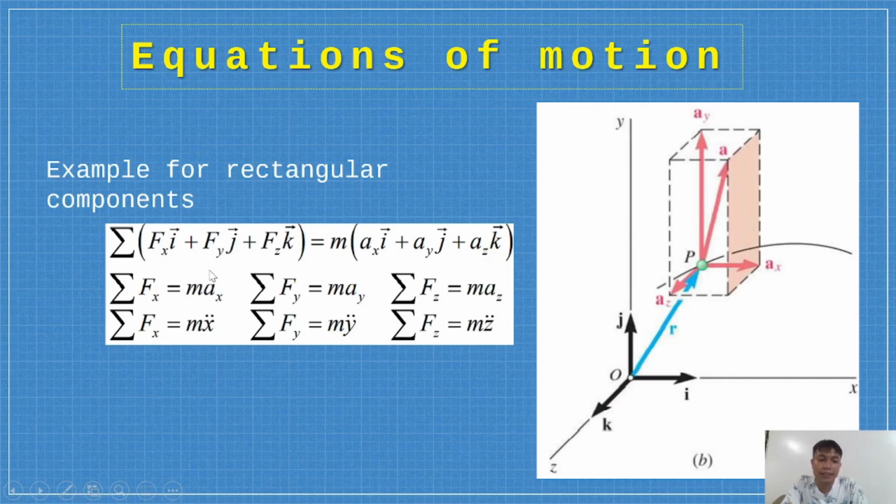Here, we can also write this as a is equal to x with a double dot, because acceleration is the second derivative. We can also express that as ax is equal to x double dot. The same goes for what happened here in our summation of forces with respect to x and y.